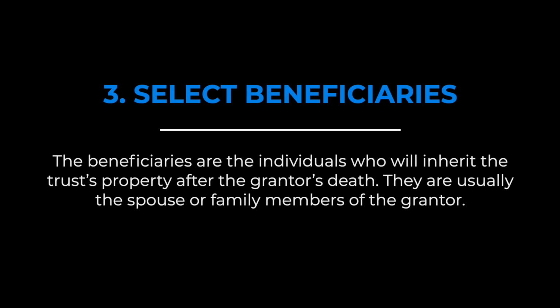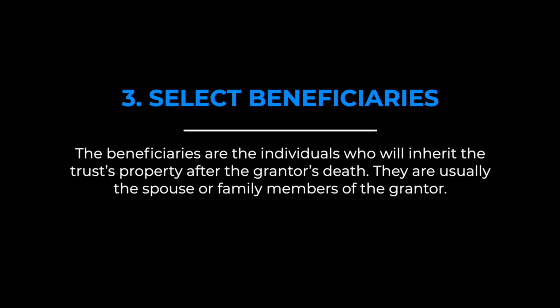3, select beneficiaries. The beneficiaries are the individuals who will inherit the trust property after the grantor's death. They're usually the spouse or family members of the grantor. Who can be a beneficiary? A beneficiary can be any person, born or unborn, or organization legally permitted to hold an interest in property. If a grantor wants to give a portion of the trust property to a pet, a pet trust can be created within the trust document. 4, signing.